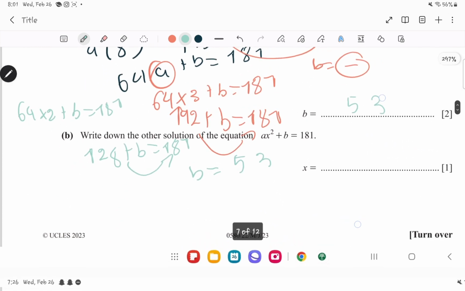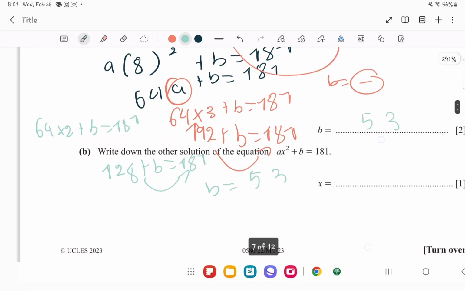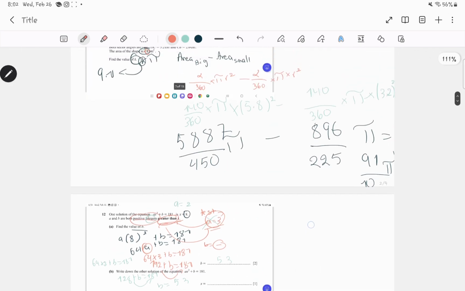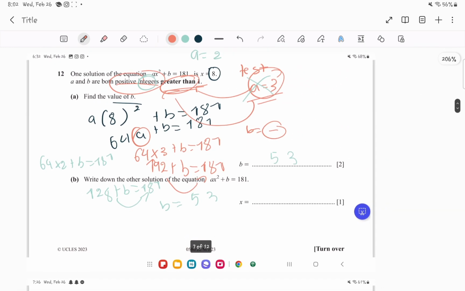Now they said write down the other solution of the equation. You will have many ways to solve part B. A way I would do, they told us that x is what? x is equal to 8. So if x is equal to 8 and the equation is x squared, we substituted 8, we're going to get 64. That means 64 is equal to x squared. That means x could be plus or minus 8. So the other answer has to be minus 8.